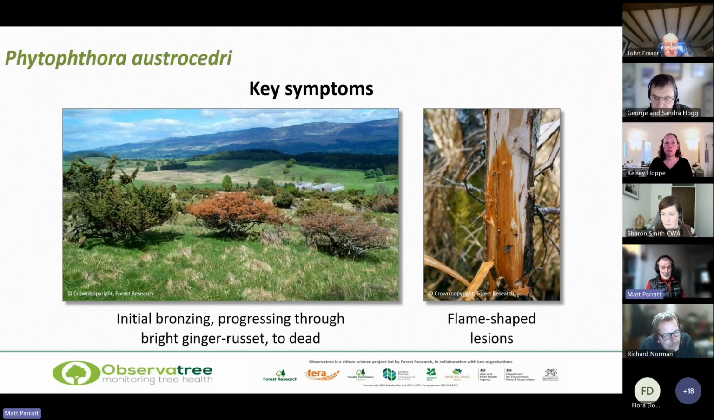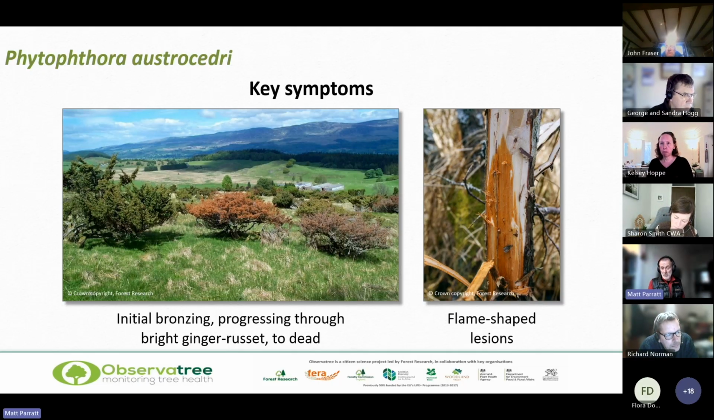There are other phytophthora that can affect junipers and some other pests and diseases as well. So this one would require lab analysis to confirm it. But if you've got any concerns, Tree Alert it. And this is a really good point to hammer home. Tree Alert it and let the diagnosticians go through their processes.